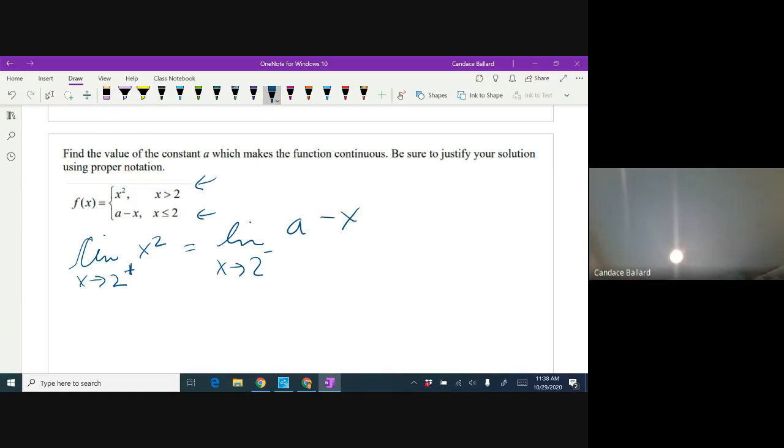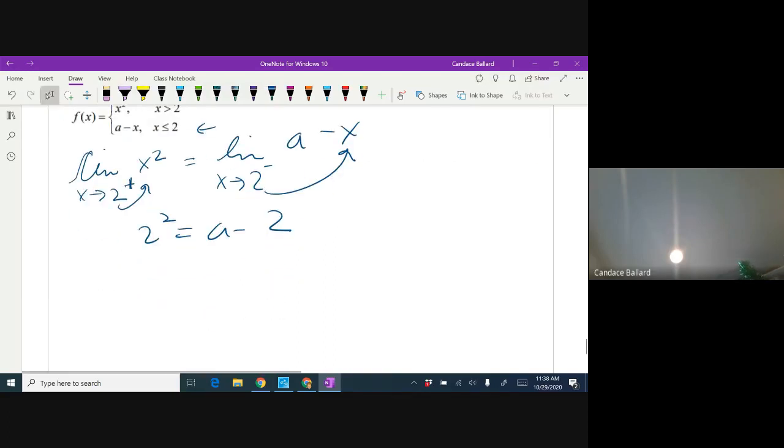Okay, now I'm going to plug my 2 in to just the x. So I've got 2 squared equals a minus 2. 2 squared is 4. And then we've got a minus 2. I'm going to add the 2. So I've got 6 equals a.